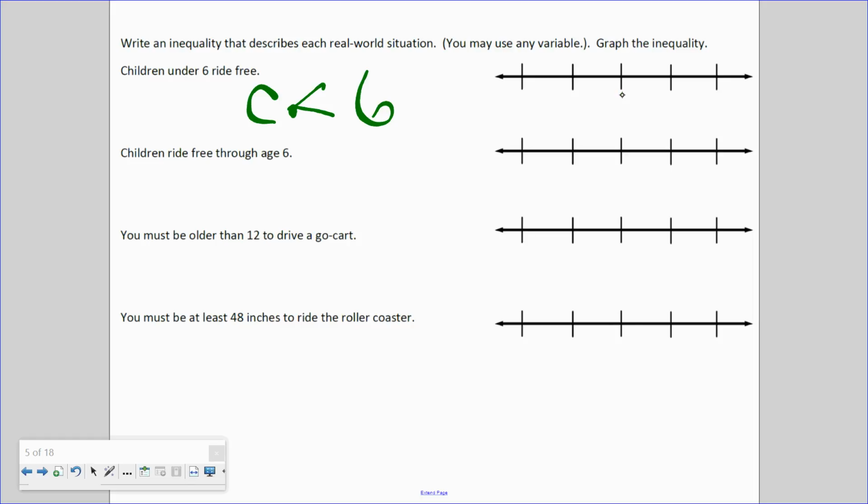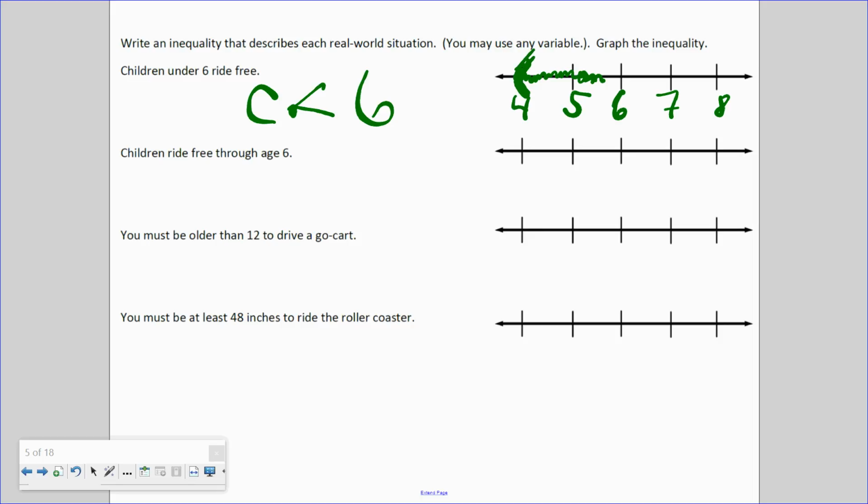So let's graph this. This is 6 right here in the middle. This would be 7, this would be 8, this would be 5, this 4. So which of these numbers are less than 6? 5 is less than 6. 4 is less than 6. So I highlight this, but then draw an arrow with this.